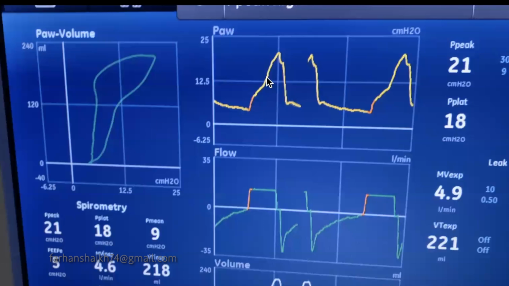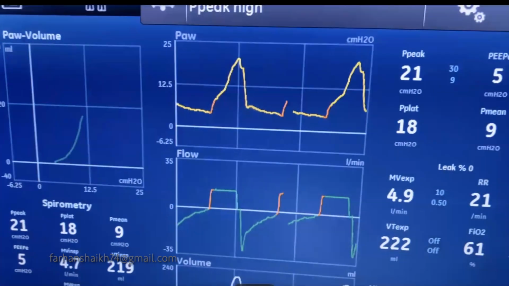This is a sign of flow starvation. So this is an example of flow starvation, as we can see here. And in the pressure volume loop also, you can see there is a scooping. This is a sign of flow starvation. And as I said, you can see this in volume control mode.